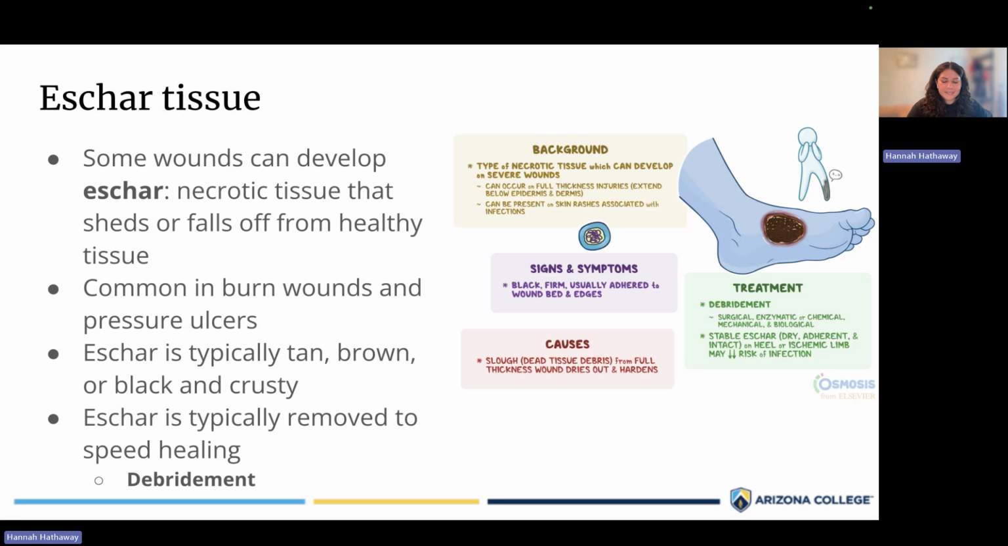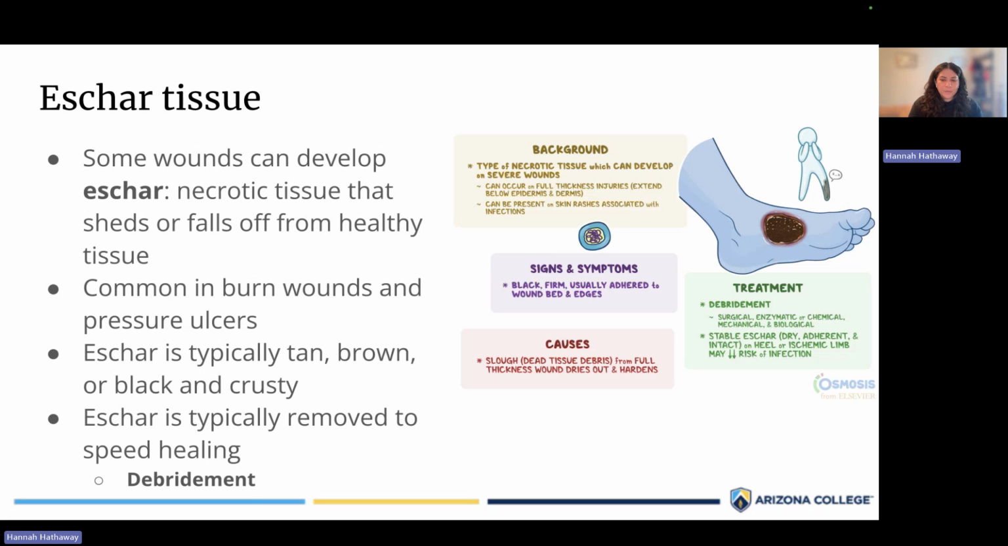Okay, and that takes us to a concept related to wound healing, which is something called eschar tissue. So some wounds can develop something called eschar. So this is different than a scab. This is necrotic tissue that essentially has formed over the wound. So remember, necrotic tissue is abnormal tissue. It can cause issues with the tissue around it. And so for that reason, eschar is usually going to be removed. The process of removing eschar is called debridement. And the reason you remove it is because it's usually going to help that wound healing process.